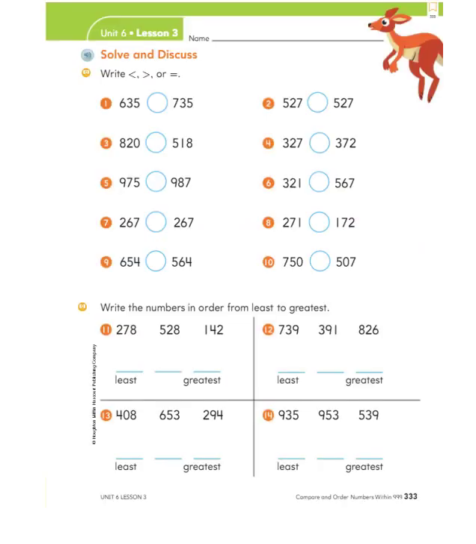So on your worksheet today, page 333, you are going to use the less than, greater than, or equal sign to compare the two numbers from number 1 through 10 there, comparing those two 3-digit numbers. Then on number 11, 12, 13, and 14 at the bottom, you are going to take those 3-digit numbers and put them in order from least to greatest. So on these last 4, it's from least to greatest.